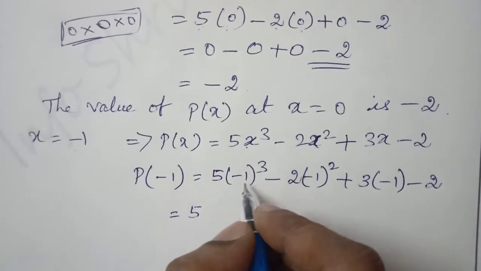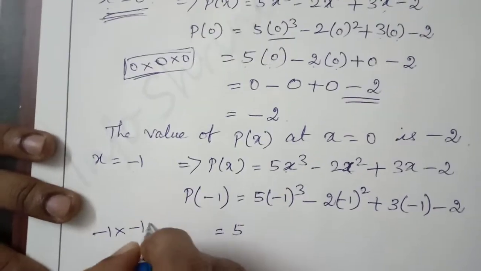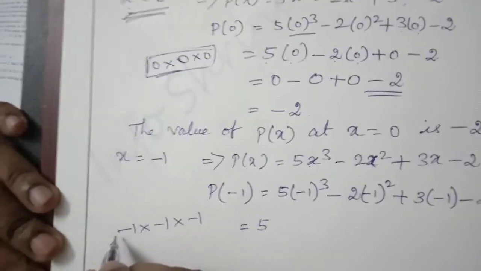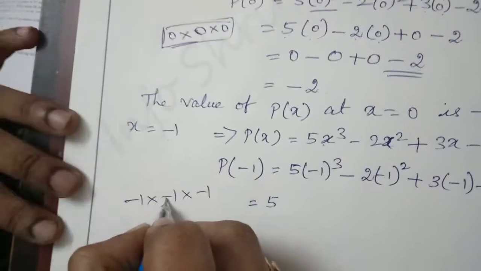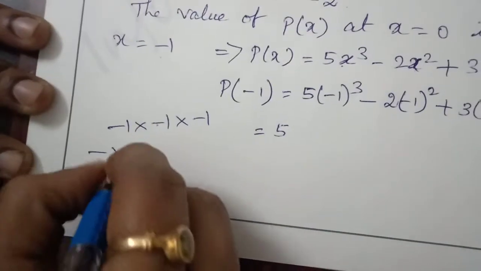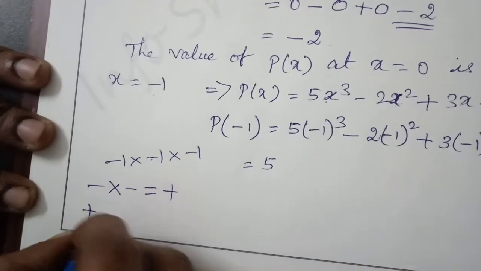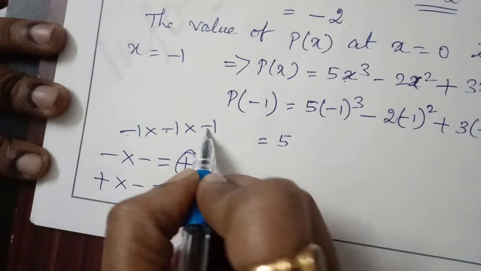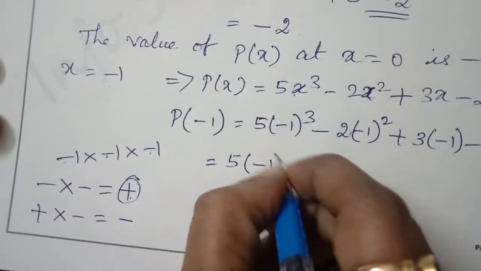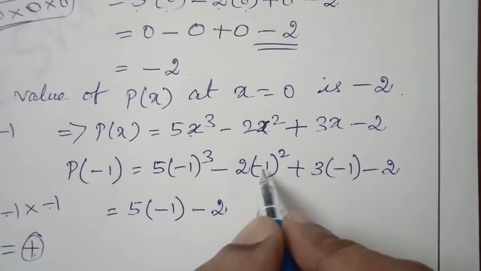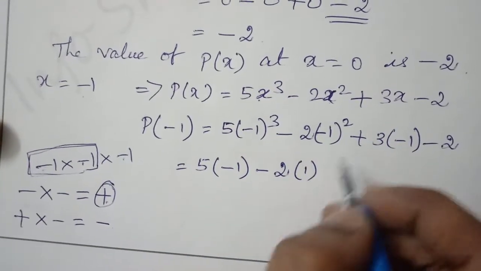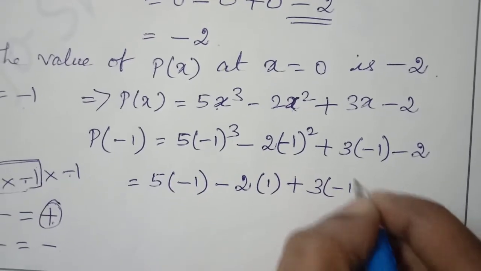Here we have minus 1 into minus 1 into minus 1. We know any number of times 1 is 1, but we have the minus symbol here. Minus into minus is plus, and plus into minus is minus. So it is minus 1. And here this is a square, so only 2 factors: minus into minus is plus. So 1 plus 1 plus 3 into minus 1, minus 2.